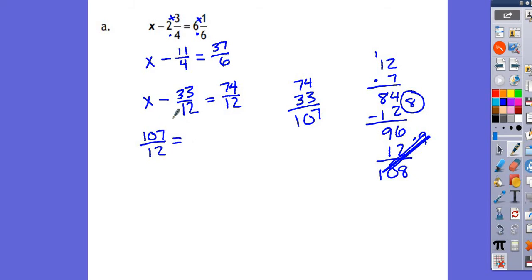So 12 goes into 107 8 times. And 8 times 12 gives me 96. So how much was left over? 107 minus 96 equals 11. So 11 was left over, and 12 was my denominator. That can't simplify anymore. So 8 and 11 twelfths would be my answer for A. Over here, this is just my scratch work for this problem.